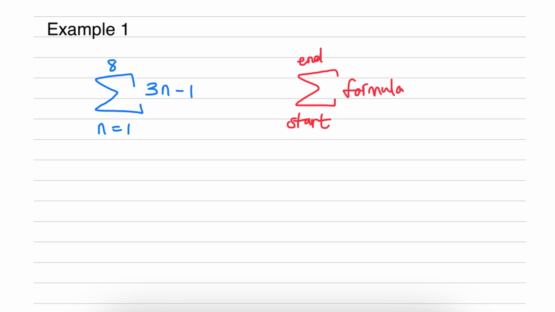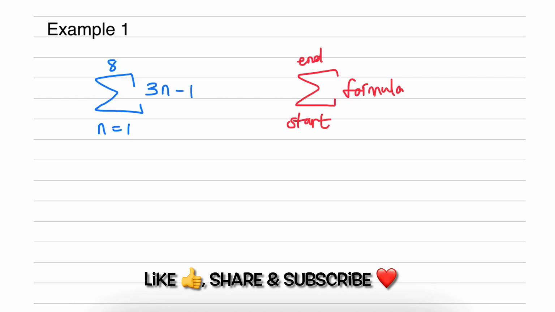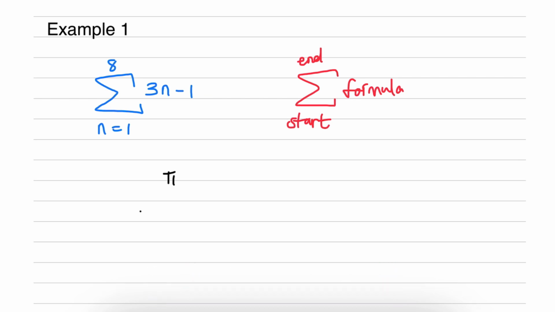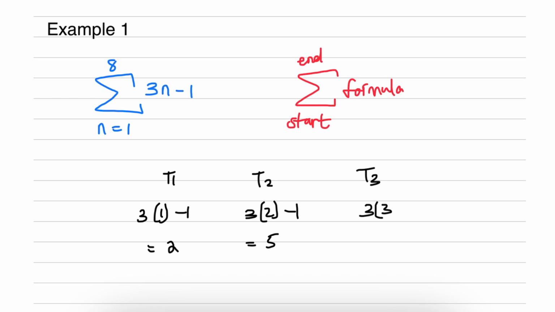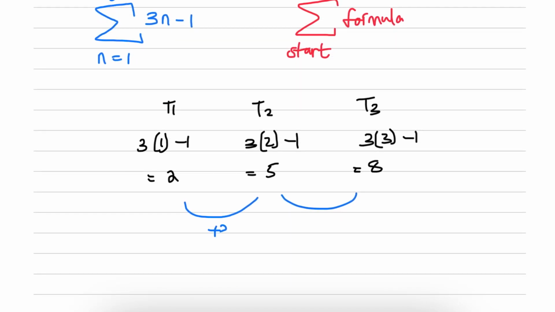So let's start out by writing out the first 3 terms of this pattern so that we can get a better feel for the pattern. Now term number 1 would be 3 times 1 minus 1, and that's just equal to 2. Then term number 2 would be 3 times 2 minus 1, and that's equal to 5. Then term number 3 is 3 times 3 minus 1, and that's equal to 8. So we have 2, 5, and 8. The constant difference between these terms is 3, because we add 3 to progress to the next term.